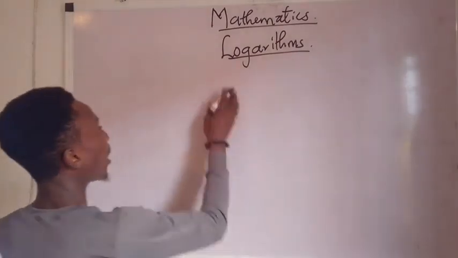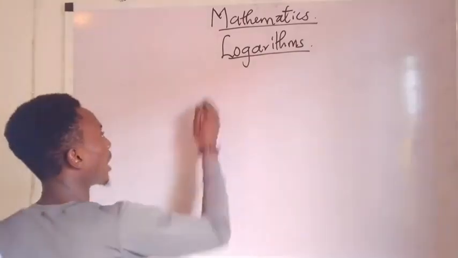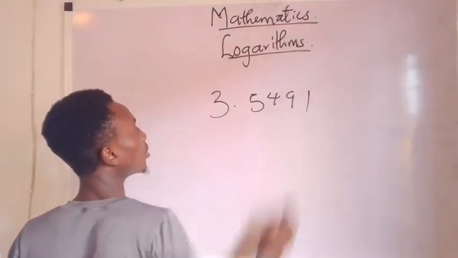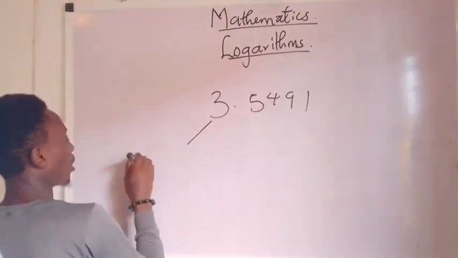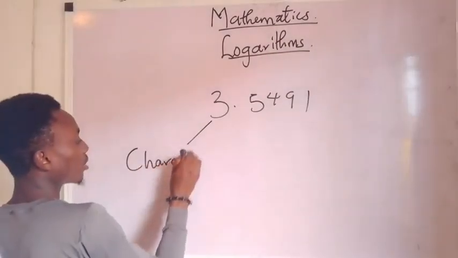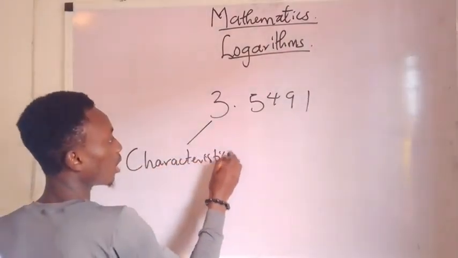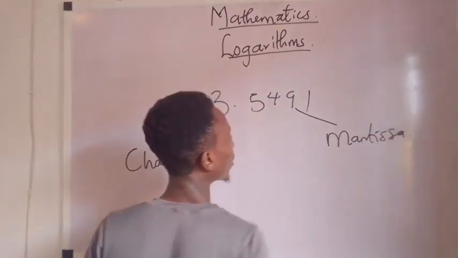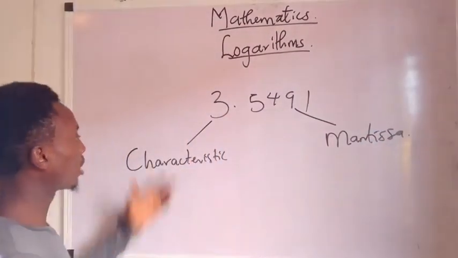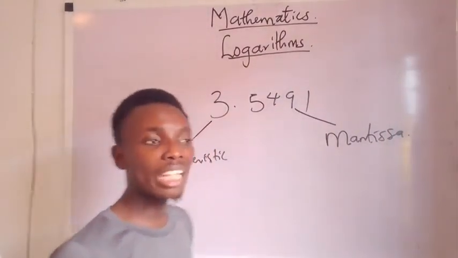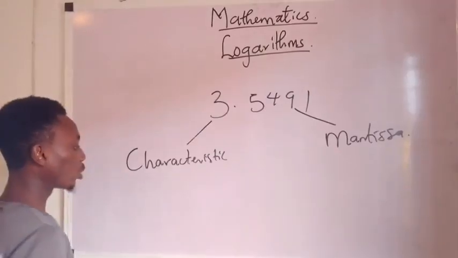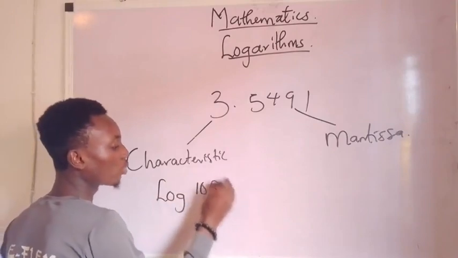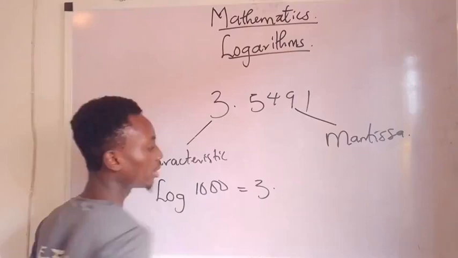Looking at logarithms proper, we have the logarithm of a number, which always looks like this, where this is the characteristic and this is known as the mantissa. And you know that naturally log is always with a base of 10. So if you have something like log 1000, this is actually equal to 3.